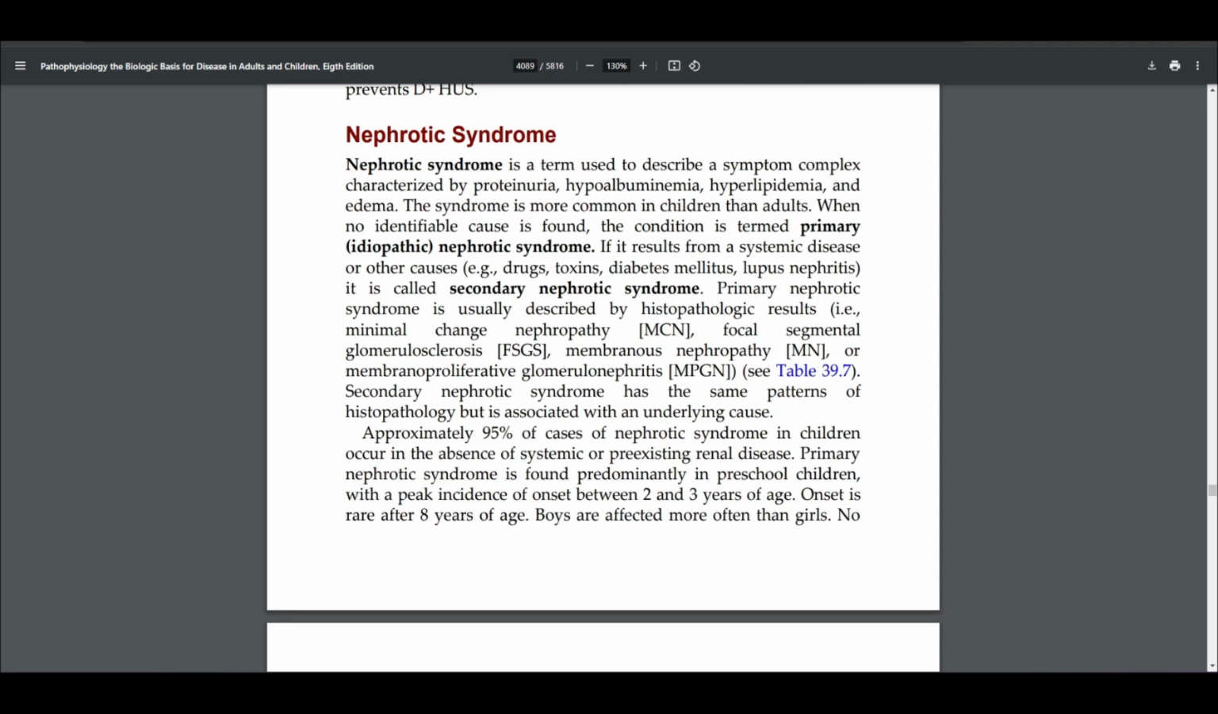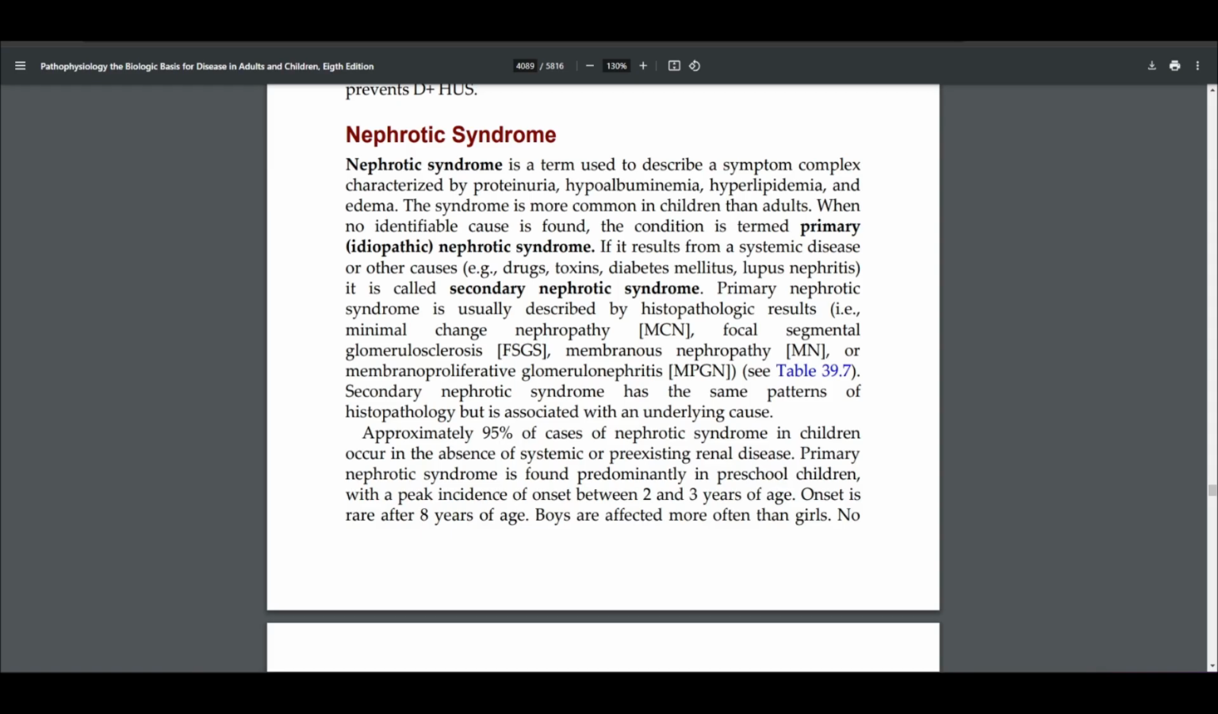Nephrotic syndrome. Nephrotic syndrome is a term used to describe a symptom complex characterized by proteinuria, hypoalbuminemia, hyperlipidemia, and edema. The syndrome is more common in children than adults, when no identifiable cause is found. The condition is termed primary idiopathic nephrotic syndrome.